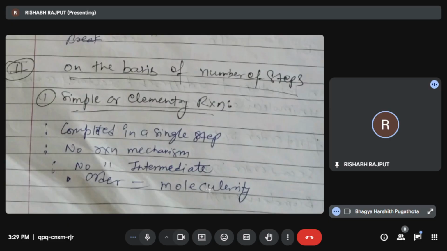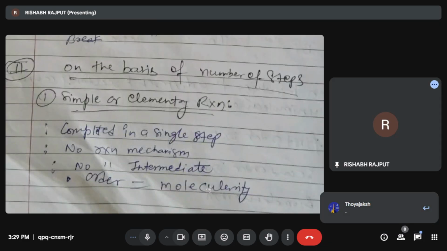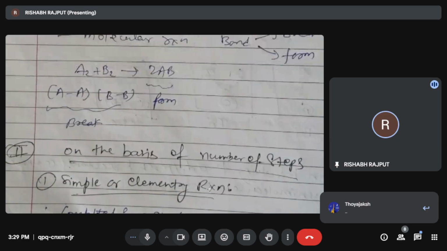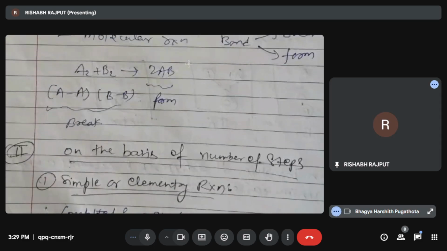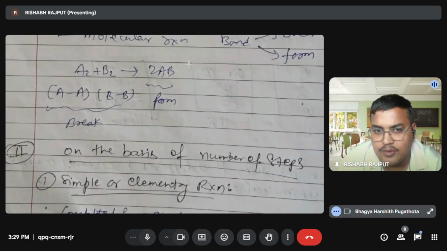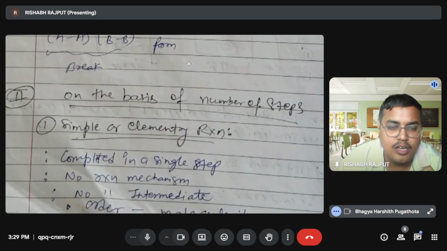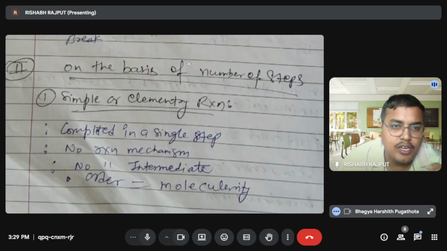Five minutes. Very slow, for example the rusting of iron, is a very good example. And very fast, like ionic exchange reactions. Only ionic reactions are very fast; they will happen in 5 seconds, 10 seconds. For moderate, whatever chemical equations we study in a year, every reaction is moderate.